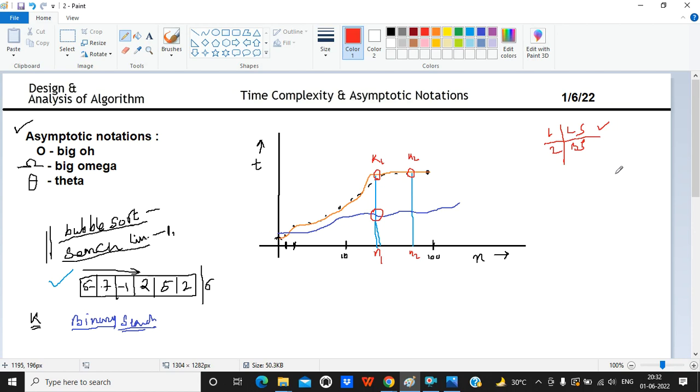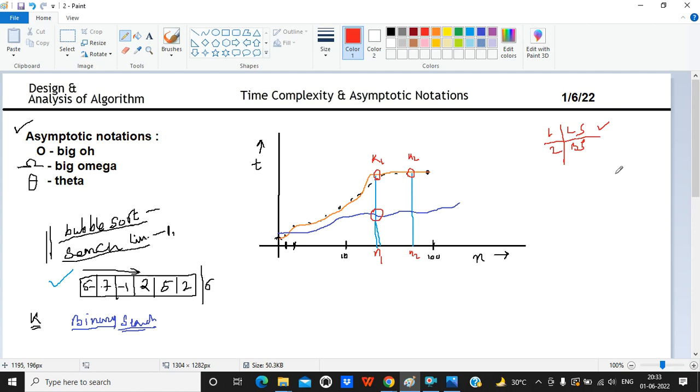Now how to compare these two? How to compare these algorithms? For that purpose, we already represented each and every algorithm and function with its respective mathematical notations, respective mathematical functions.